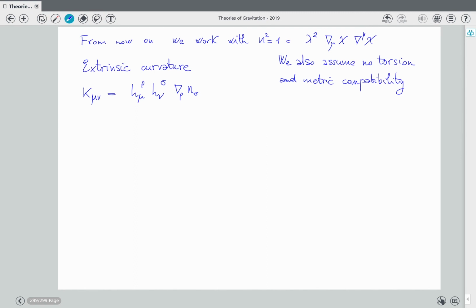Now we study some properties of this extrinsic curvature, which we will later use to build the boundary term, which is actually a simple expression in terms of the trace of this. But we need to manipulate it a little bit to simplify it. We can also write K_{mu nu} equal h_mu^rho del_rho n_nu.